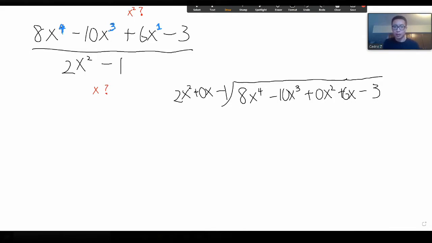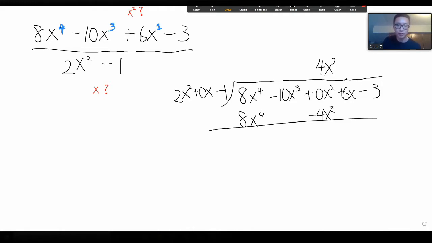Now we just do the same thing as we did last time. Let's try to satisfy the highest degree term first, which is 8x to the power of 4. I have to multiply the divisor by 4x to the power of 2, because 4x to the power of 2 times 2x to the power of 2 will give me 8x to the power of 4. So let's do that. That gives me 8x to the power of 4 as a leading term. Then 4x squared times 0x is actually 0x cubed, so I'm going to leave it blank. Then 4x squared times negative 1 is negative 4x squared.